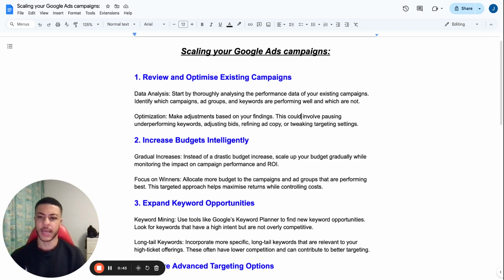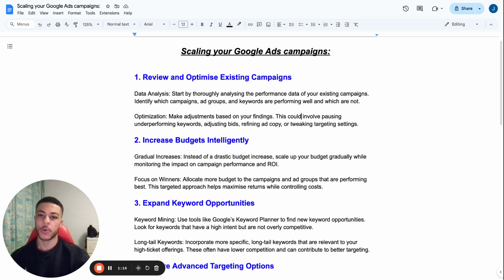So, ideally, before you start scaling, you want to have the best ad copy and the best campaigns possible to scale with in order to make the most money, which makes sense. So you want to optimize them. And what is optimization in a nutshell? It's finding out what works, what doesn't, and taking money out of what doesn't work and putting more money into what does work. It's very, very simple. So you want to make adjustments based on your findings. This could involve pausing underperforming keywords, adjusting bids, refining ad copy, or tweaking targeting settings.